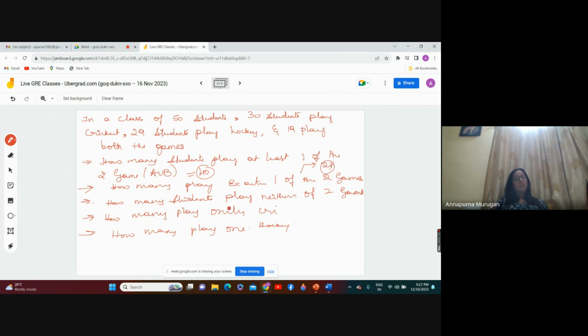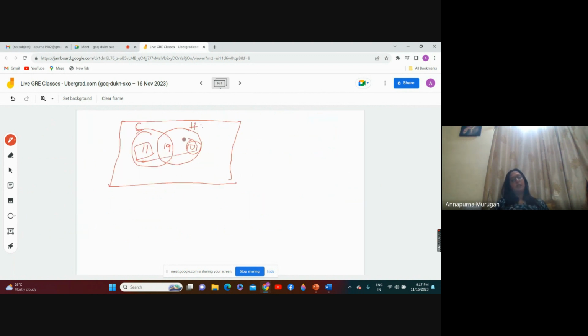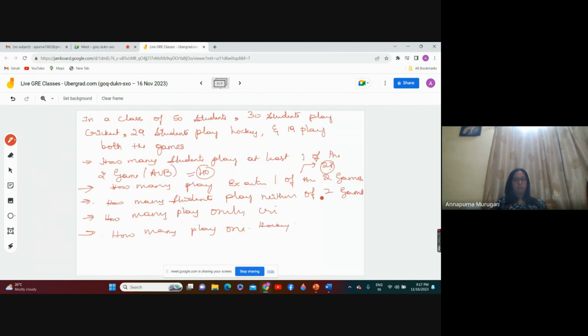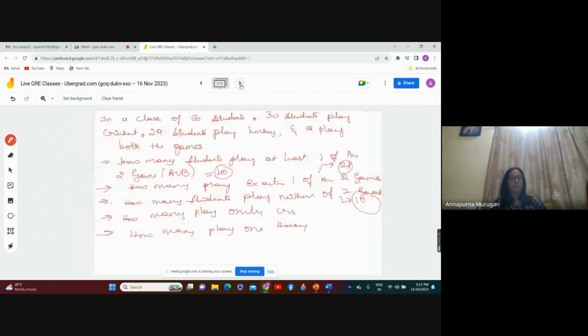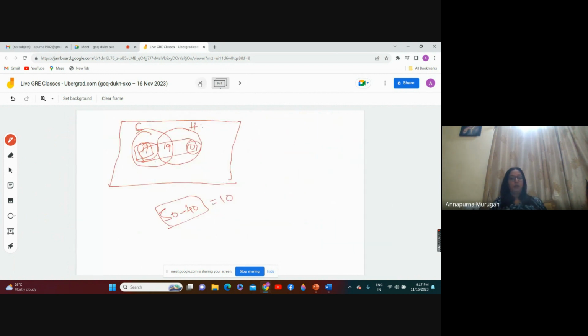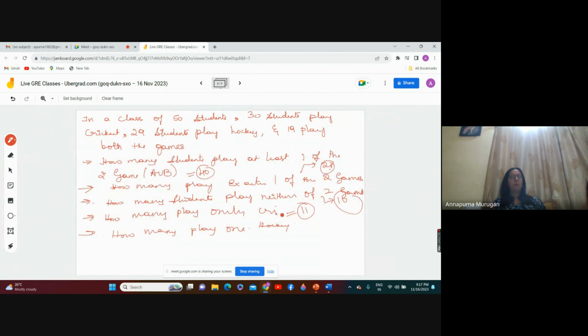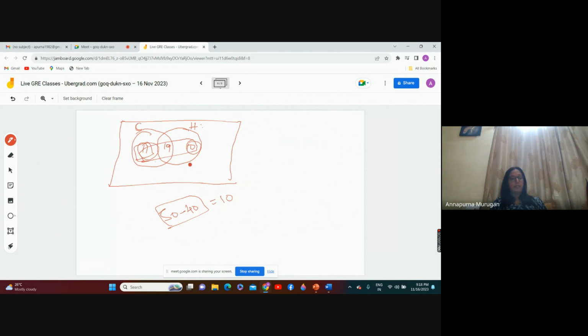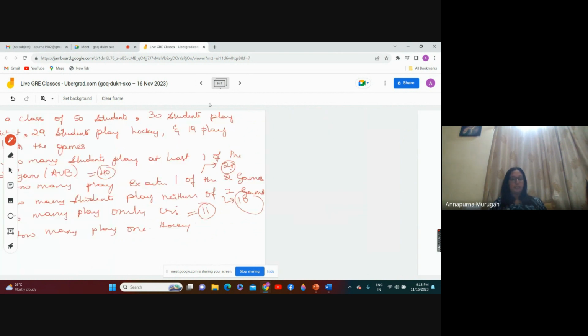Isn't it? How many students play neither of the two games? That means none of the two games. Totally, how many we have? 40 playing. But we have 50 students, 50 minus 40. So 10 students play nothing. How many play only cricket? 11 people play only cricket. And then the next thing, how many play only hockey? 10 people.